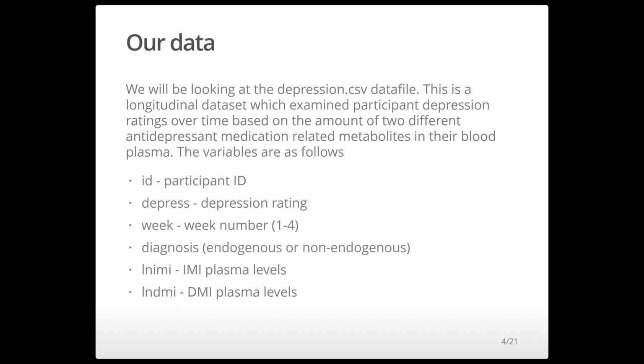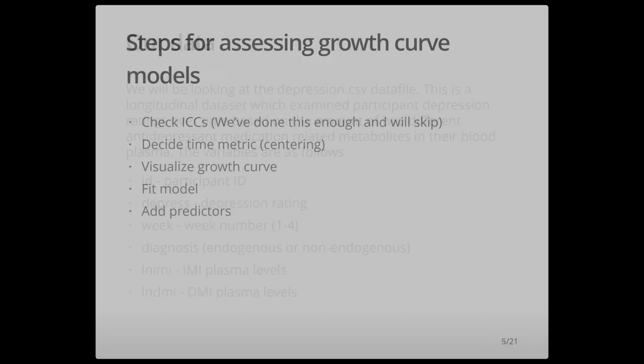In our data, we're going to be looking at the depression.csv file, and this is a longitudinal data set which examined participant depression ratings over time. This was part of a drug trial or something similar to that, and so they were looking at two different antidepressant medication-related metabolites in participants' bloodstreams as well as their depression over time. There were 4 time points that were assessed, and they are weeks 1 through 4.